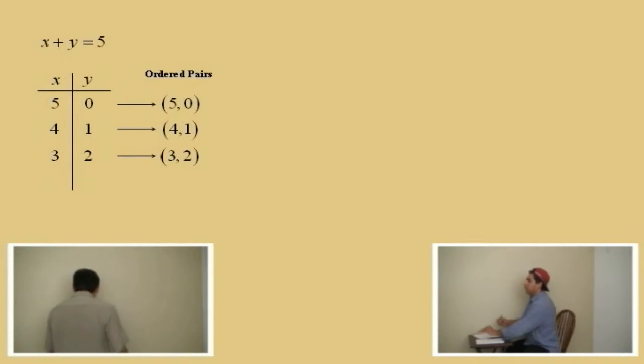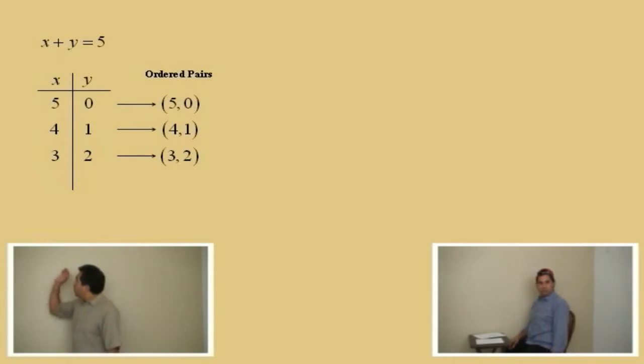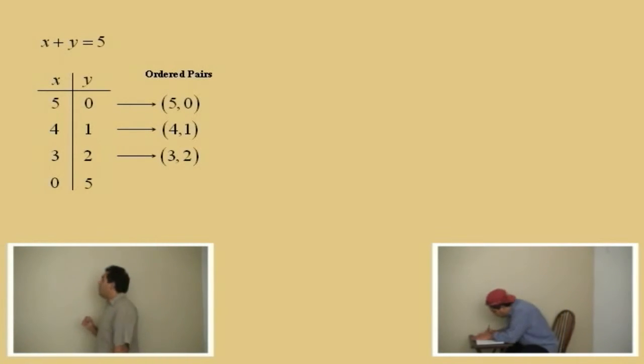Now, Charlie, give me two more numbers that sum up to 5. 0, 5. Okay, x equals 0 and y equals 5. Now that gives us our ordered pair, (0, 5). Okay? There we go. So now, let's go on.